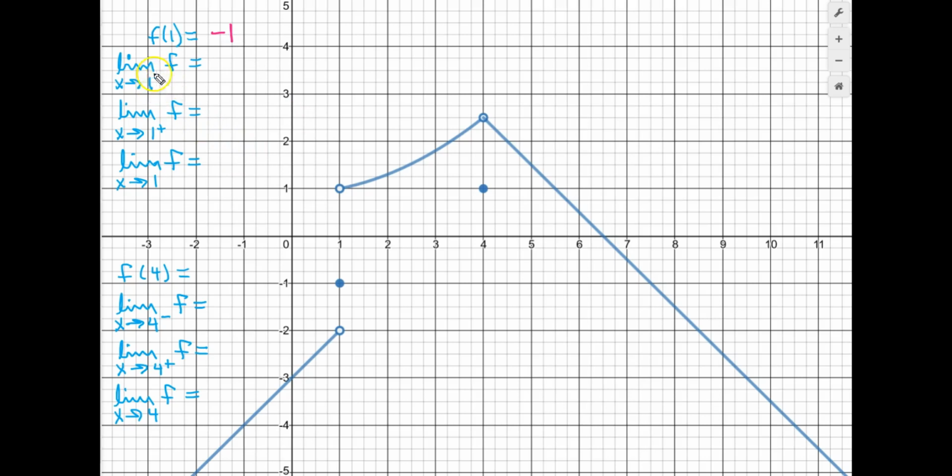Now let's look at the left-hand limit as x approaches 1 from the left. Well, if we think of letting x values move along the x-axis as we get closer and closer to 1 from the left, we would be moving along this portion of the curve right here, and the y values are going to be getting closer and closer to -2. So the left-hand limit is going to be -2.